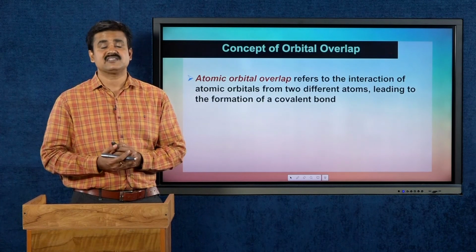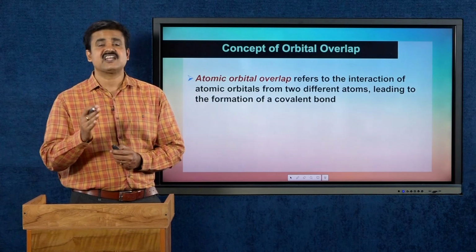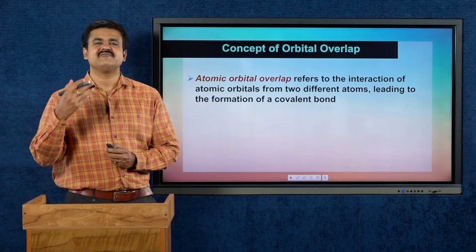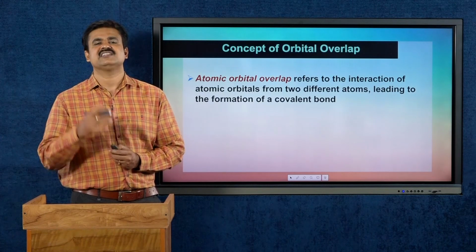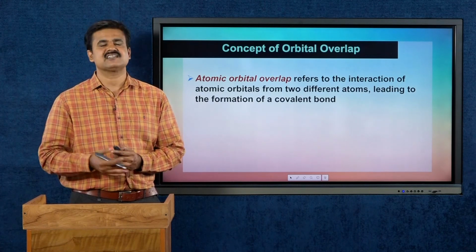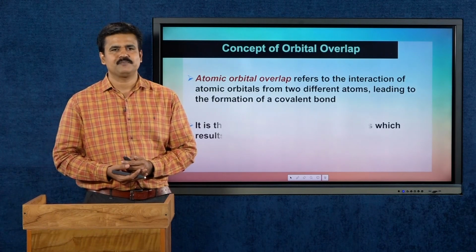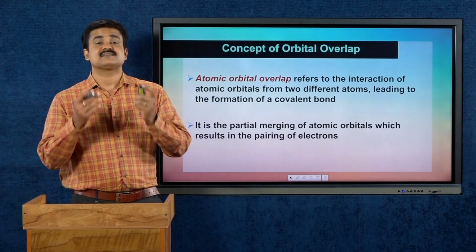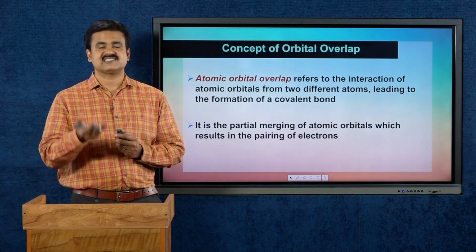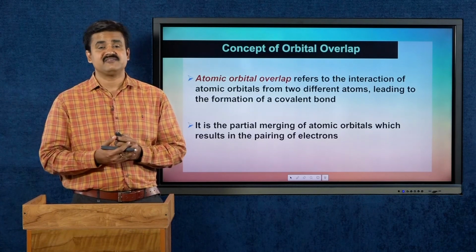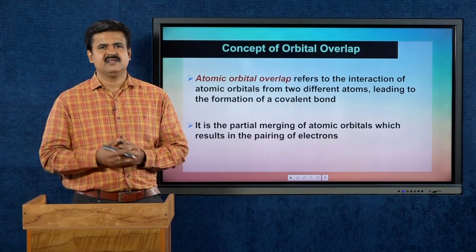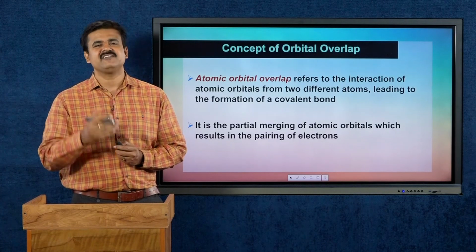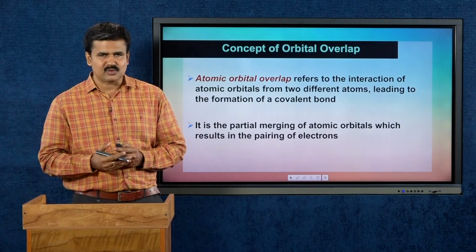An idea of atomic orbital overlap is very essential to discuss every theory, the formation of covalent bond, the stability of the covalent bond, the bond strength, etc. So, if atomic orbital overlap is more effective, then you can say that the covalent bond formed between them is very strong. If the atomic orbital overlap extent is comparatively low, then the bond strength will be low.